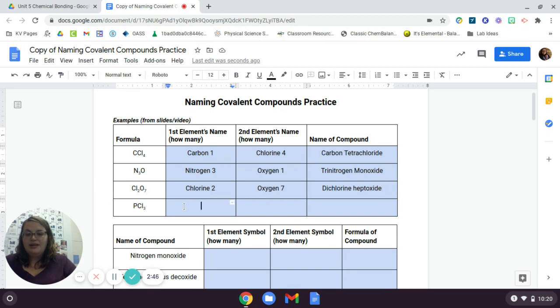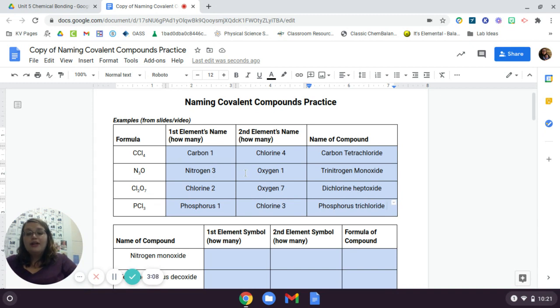All right, the next one, PCl3. So P is phosphorus, and I have 1. Cl is chlorine, and I have 3. So it becomes phosphorus trichloride. Again, if you only have 1 of the first element, it doesn't get mono.